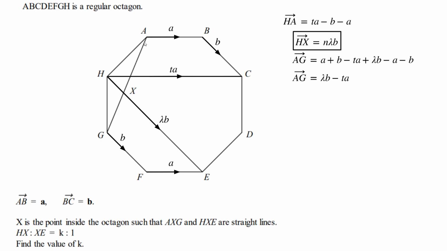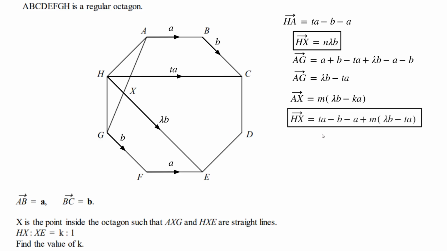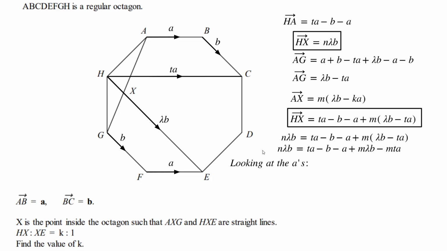Some amount of it gets us from A to X. We'll call that amount m. Now we've got A to X, so we can go from H to A to X. So H to X is also that. Now these two are equal, so set them equal to each other. Let's look at the a's, and then the b's. Looking at the a's, I've just expanded this: 0 equals t minus mt, or t, same thing. Then looking at the b's, we've got n lambda equals minus 1 plus m lambda.